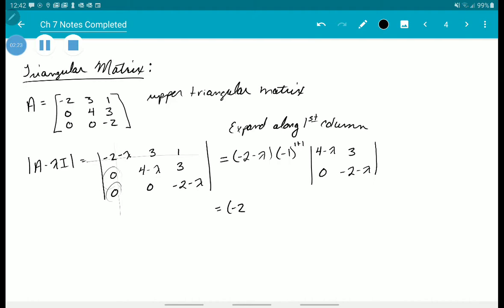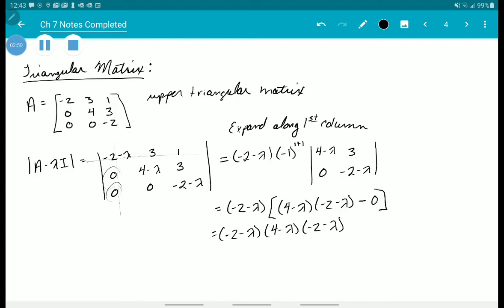So now I have negative 2 minus lambda times negative 1 squared, which is a positive 1, times this determinant. And that determinant would be 4 minus lambda times negative 2 minus lambda minus 0 times 3, which is 0. So we would have this. This is our characteristic equation, and this is nice because it's already factored for us. That's why we like triangular matrices so much. They make it easy.